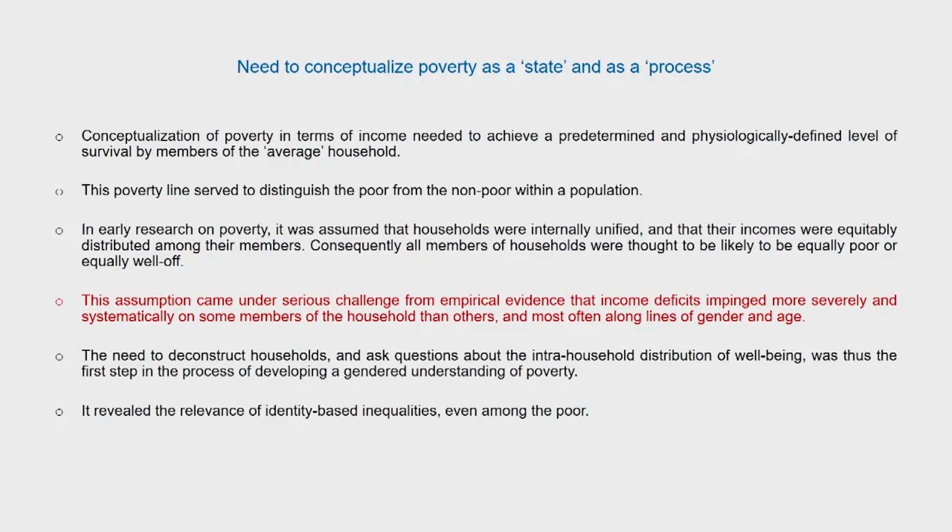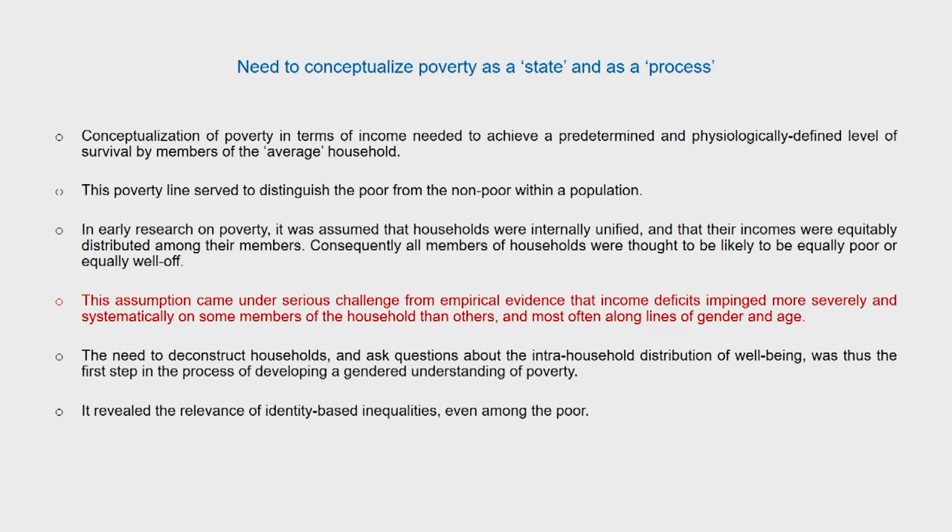So, to begin with, we have in our previous classes seen that there are different outcomes with respect to deprivations and achievements of men and women. But to understand the concept of gender mainstreaming, let us begin with this idea of how poverty has been conceptualized for a very long period of time. Now, conceptualization of poverty has more or less always been done in terms of incomes needed to achieve a predetermined and physiologically defined level of survival by members of the average household.